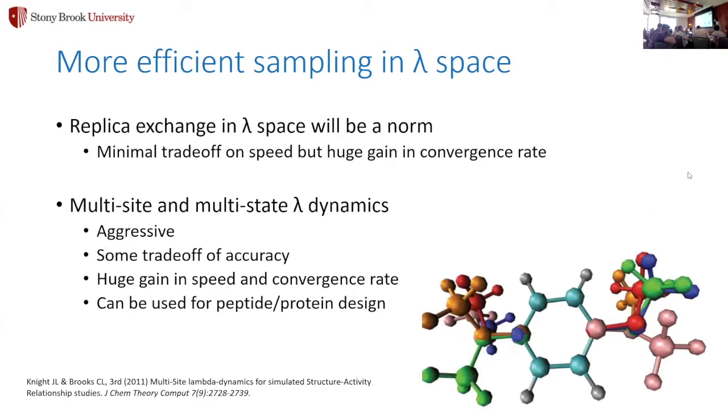And I think there's more efficient sampling in the lambda space. A lot of software packages are allowing lambda space exchange using Hamiltonian potential exchange. I think this will be the norm in the future. There's a minimal trade-off of speed, but a huge gain in the convergence rate. And we also have lambda dynamics. This is not recent, but I think it will be a huge thing in the future, because it allows high throughput screening of compounds.